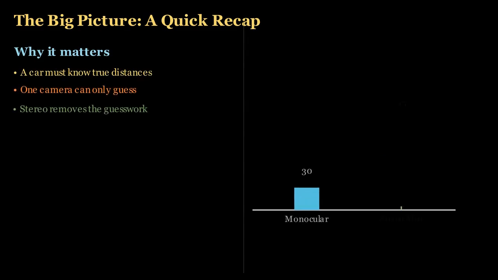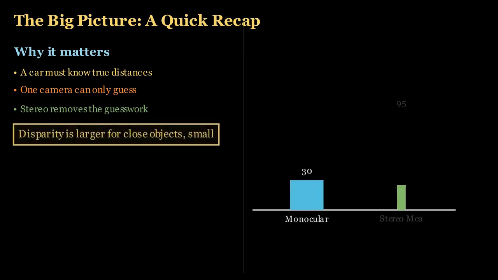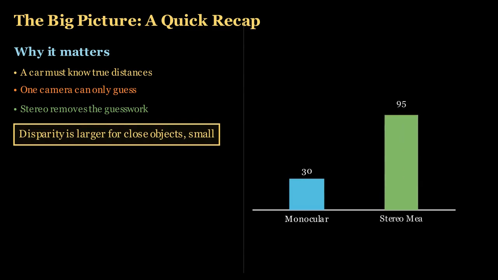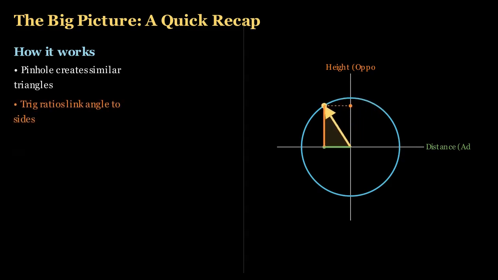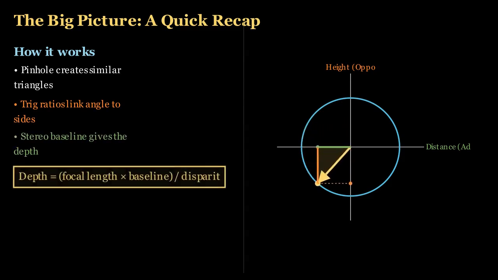One camera sees a direction but can't tell size from distance. That's the ambiguity problem. By using two cameras, like our two eyes, the car can measure. It's a chain reaction. The pinhole makes a tiny, upside-down image, forming similar triangles between the world and the sensor. For one camera, we use the tangent ratio to find an angle to the object. With two cameras a known baseline apart.